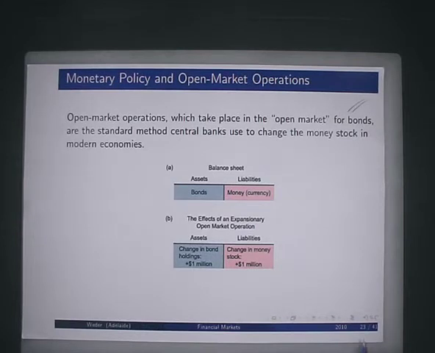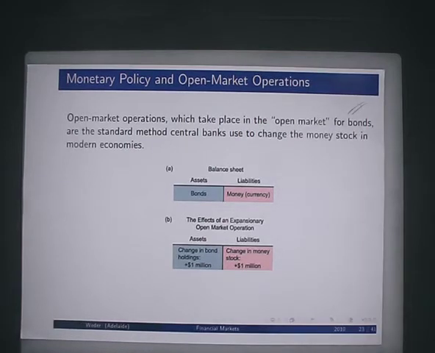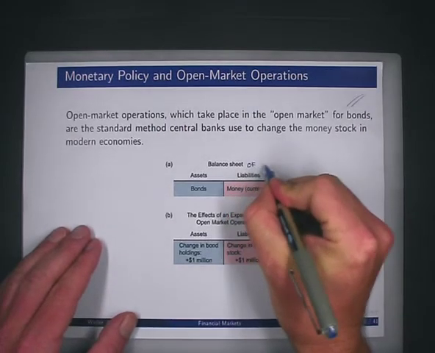So let's jump to page 23, which is where we ended last week. Well, we didn't discuss that yet. So what I have here is the balance sheet of the central bank.